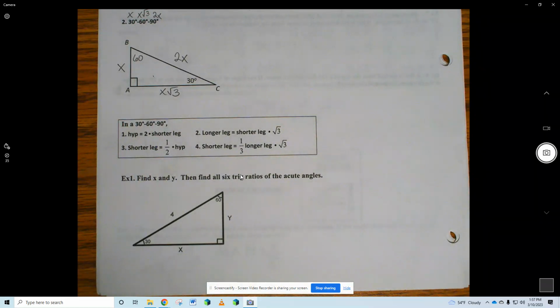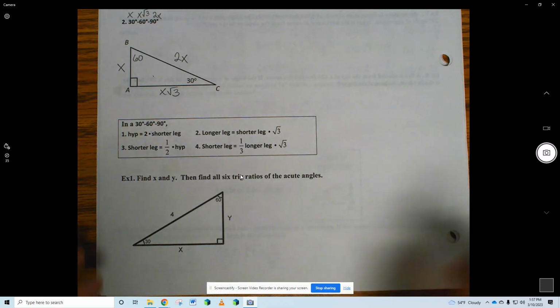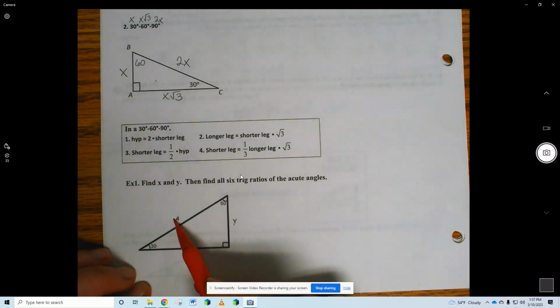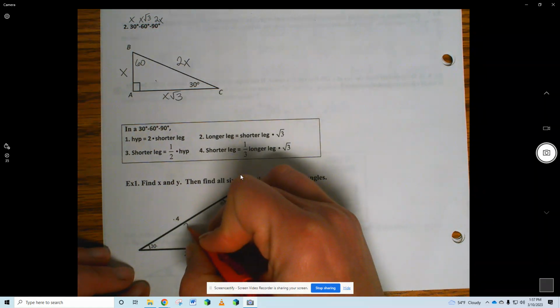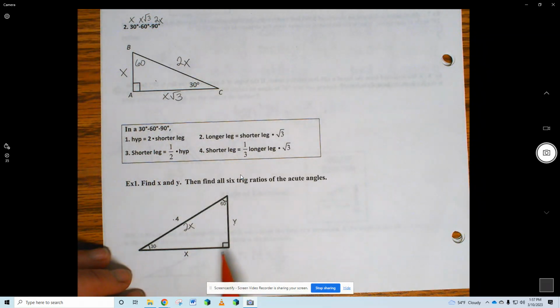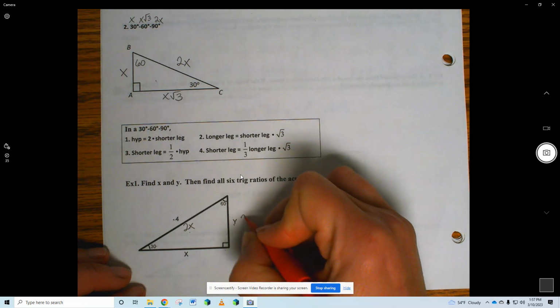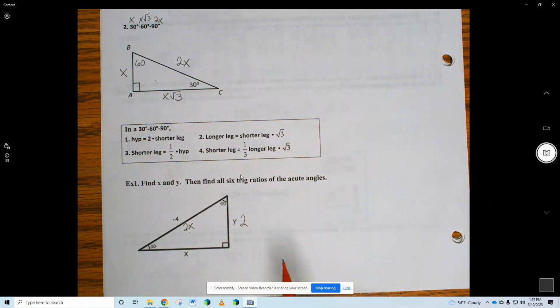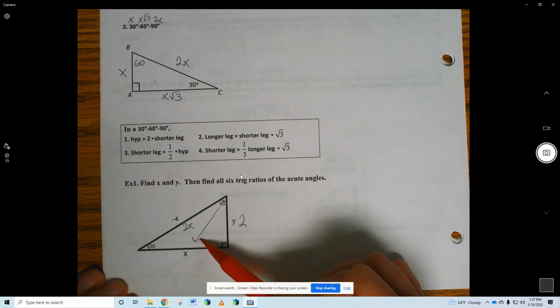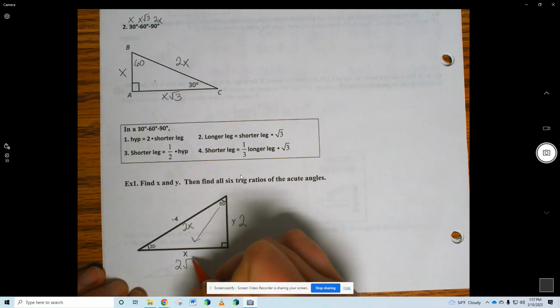All right. Find x and y. Opposite 30 is y. Opposite 90 is 4. Opposite 90 is the 2x side. If 4 is 2x, what's x? X is 2. That means opposite the 30 degrees, this triangle is too high. We need to shorten it. And then what's opposite the 60? 2 rad 3.